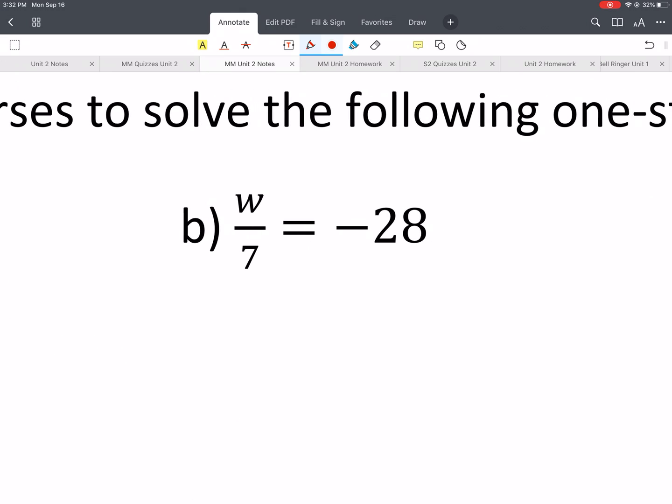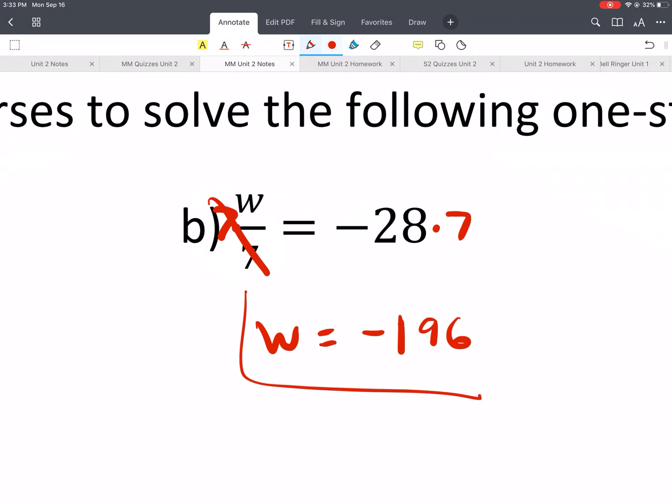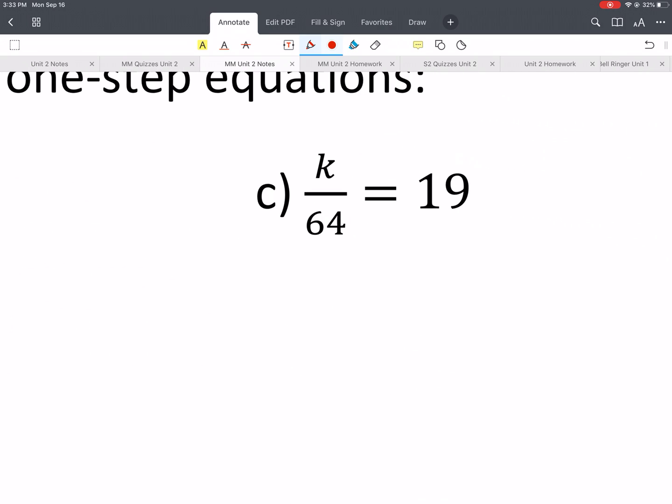For D, again, it's being divided, so to undo a division, we multiply. We get w equals, I think it's -1, 28, would be -196. And again, we would multiply it by 64. k equals 19 times 64, which is 1,216.